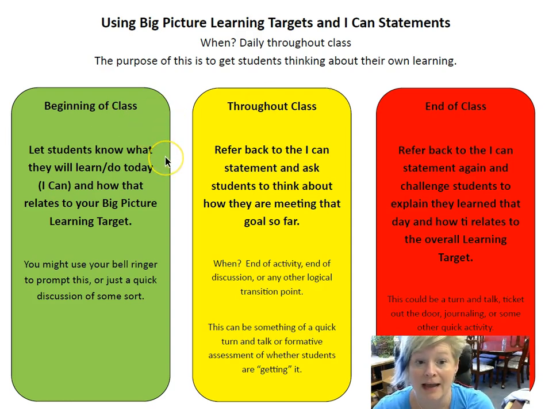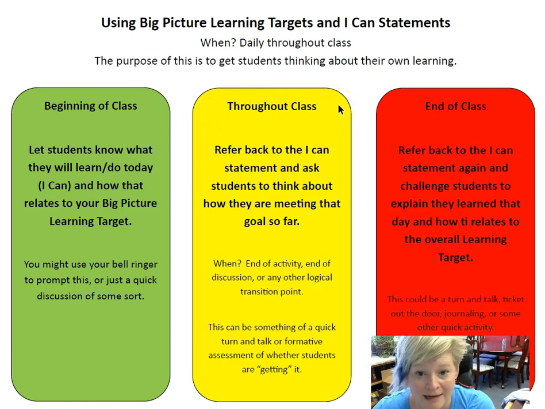So at the beginning of class, let students know what they're going to learn and do that day, that I can statement, and then how that relates to your big picture goal. You might use your bell ringer time to prompt this, or you might just do a very quick teacher-led discussion at the beginning of class. It doesn't have to be something totally lengthy. Really, the whole purpose is to get students thinking about their own learning.